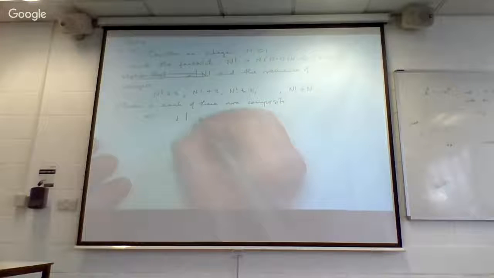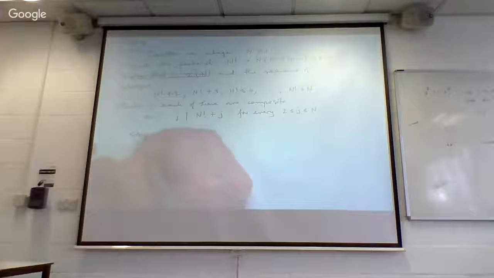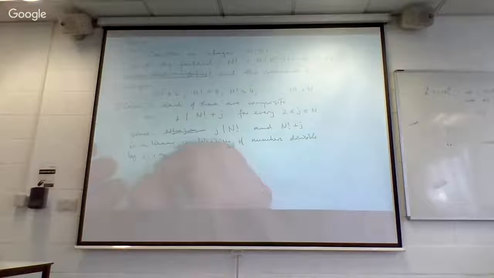As little j always divides n factorial plus j for every j between 2 and n. Since j divides n factorial, and n factorial plus j is a linear combination of numbers divisible by j, and hence is divisible by j.